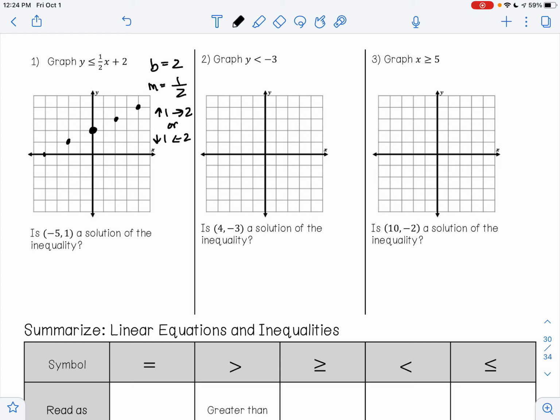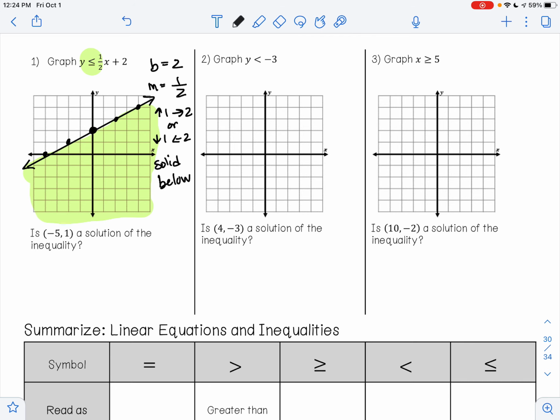And again, you want to fill up your whole graph. My inequality symbol is less than or equal to, so that means that I'm going to have a solid line. And you still want to have your arrows. Because it's less than, I am going to shade below my line. So that's going to be everything down here.